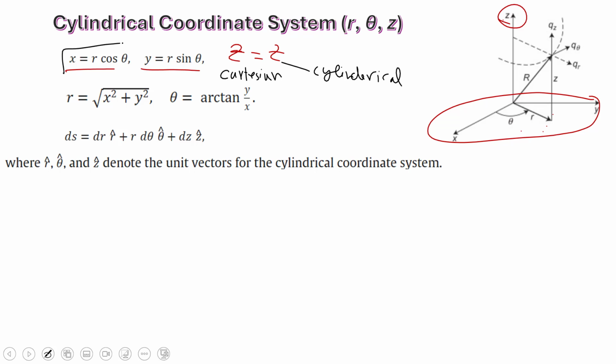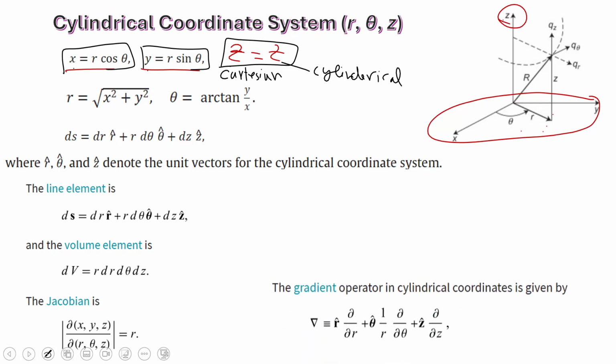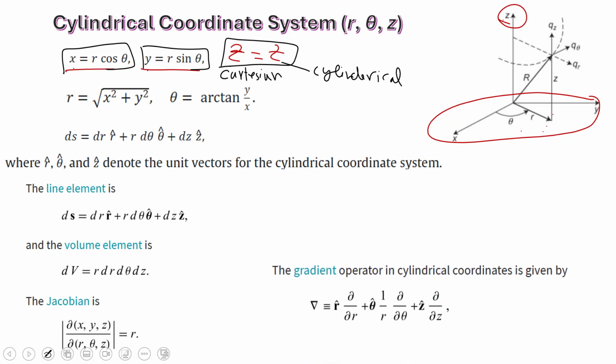This is exactly like the polar coordinate in 2 dimensions, right? So if you have r and theta, you can find x and y, and z is the same as z, right? If you have r and theta, you can find x and y. So vice versa, you can find everything here. Also, you can find the line element here.